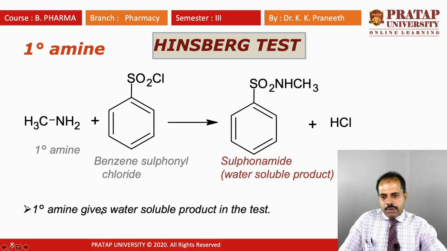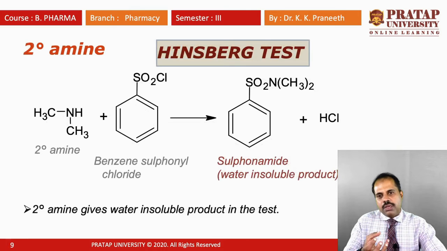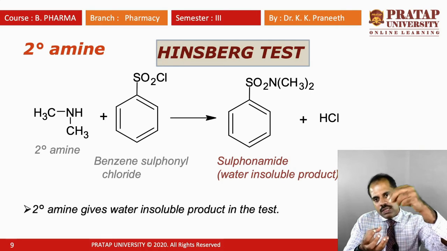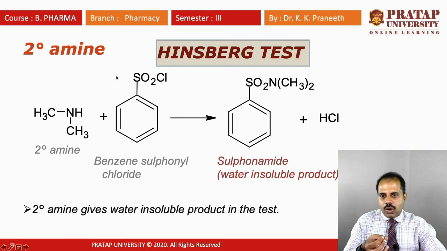So the conclusion is that a primary amine gives a water soluble product in the test, and this product is a sulfonamide. Now let's move on to the test for a secondary amine. If an unknown sample contains a secondary amine, what will happen? You add this Hinsberg reagent, benzene sulfonyl chloride. This is the secondary amine example I took, CH3NHCH3. What you will get is again a sulfonamide, SO2 with two CH3 groups, because the H and chloride are gone as HCl.